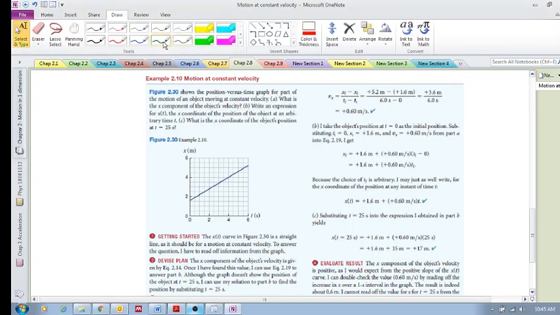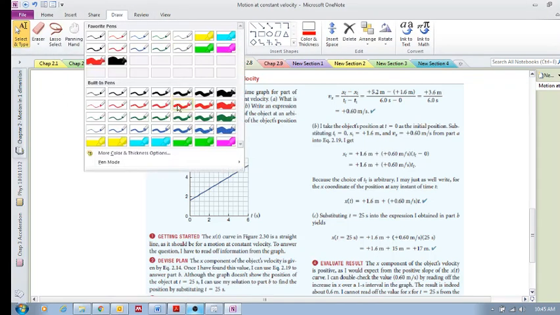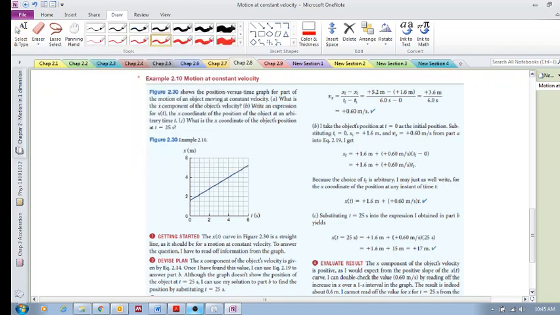Okay, we can have a look at, let's use red. We can have a look at example 2.10, motion at constant velocity. So this is part of section 2.8. We already saw in 2.7 and 2.8 that velocity is given by delta x over delta t, which is the same as final position minus initial position over final time minus initial time.